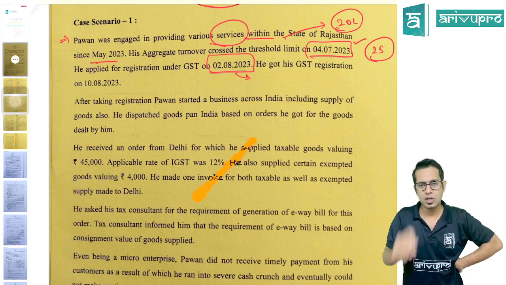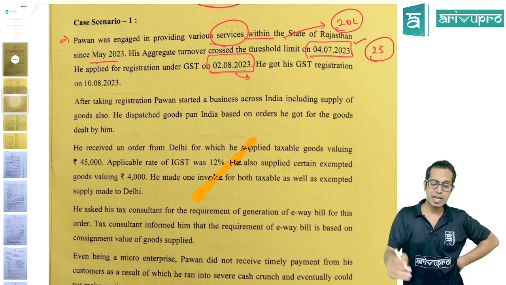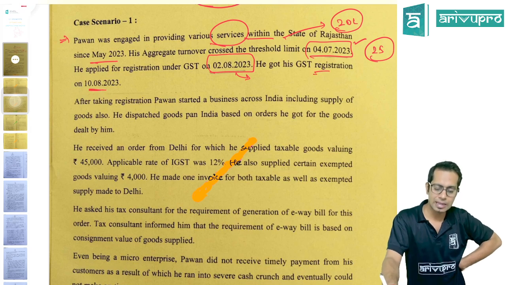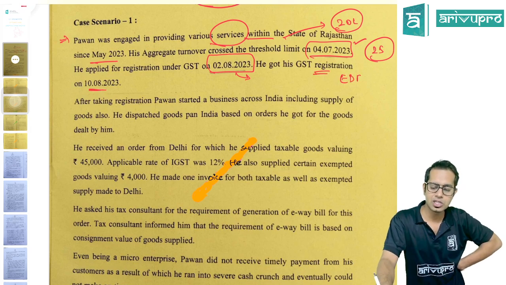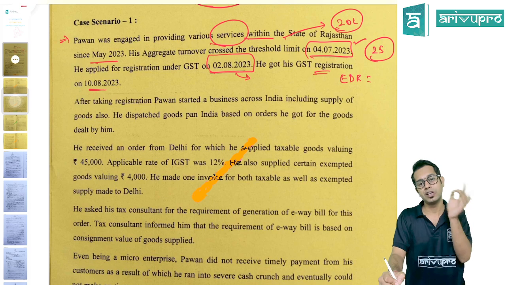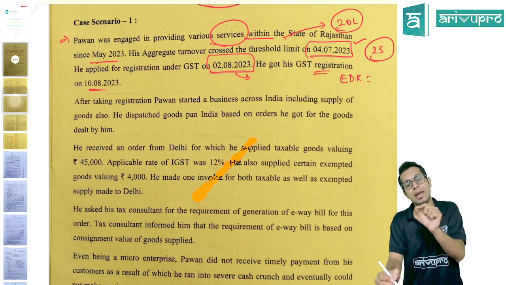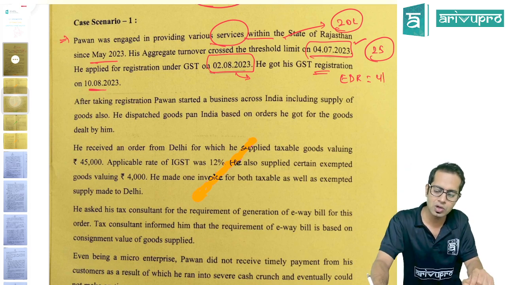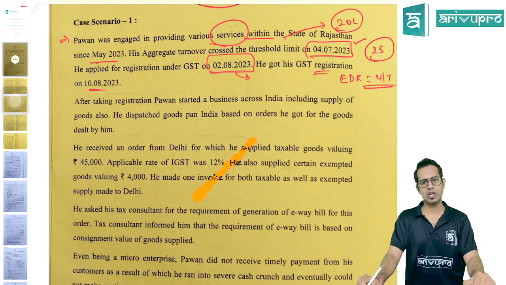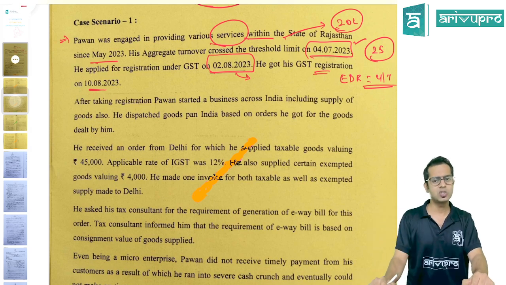So if I apply for registration within 30 days, and if that registration is granted to me, then for me the effective date of registration will be what, sir? The effective date of registration will be the date of liability for registration. So when was I liable for registration? 4th of July I was liable for registration. So the answer for this question is 4th of July.